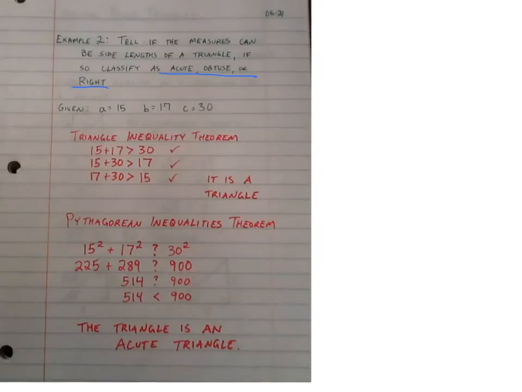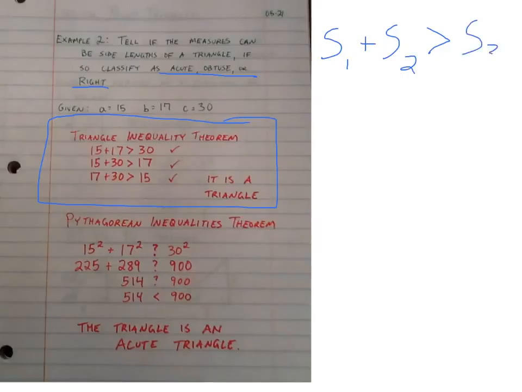So step 1, we actually have to prove whether or not we have a triangle. And we use the triangle inequality theorem. We learned about that in the last lesson. As you recall, the triangle inequality theorem says that side 1 plus side 2 is always going to be greater than side 3 in any triangle. So we try it out with our three numbers.